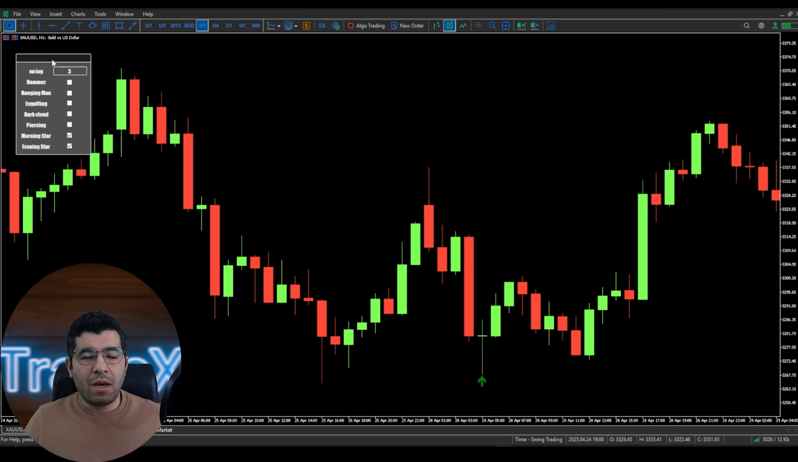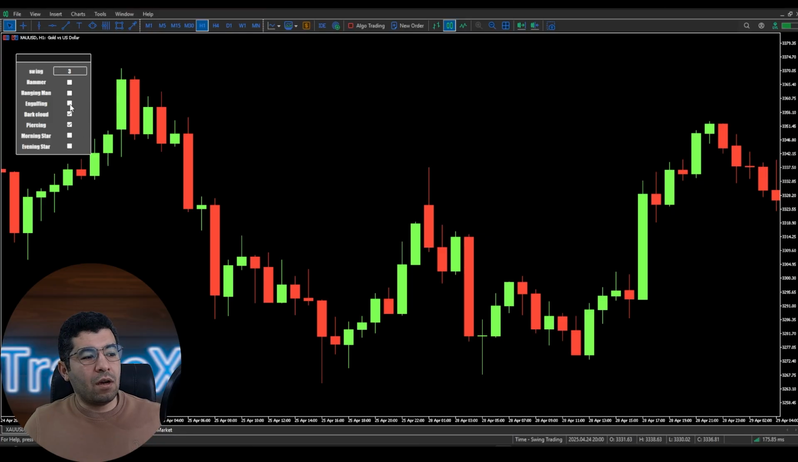So now let's talk about our candlestick indicator. This indicator has a dashboard which you can see there is a swing, and after that we have some candlestick patterns like hammer, hanging man, engulfing, dark cloud, piercing, morning star, and evening star. I will develop this indicator day by day, but until now we have these patterns. You can see that these two, morning star and evening star, are checked, so we can see the arrows. By clicking on this checkbox and unchecking that, you can see that these arrows are appearing and disappearing.